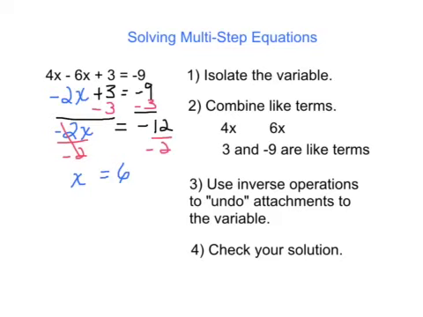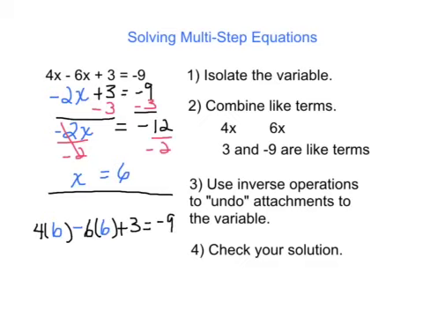Now that we have a solution to the equation, we'll need to check the solution to make sure that it makes a true statement. To check the equation, I go back to the original equation: 4 times the value that I said x was, which is 6, minus 6 times the value we said x was, again 6, plus 3. We want to know, is that equal to a negative 9?